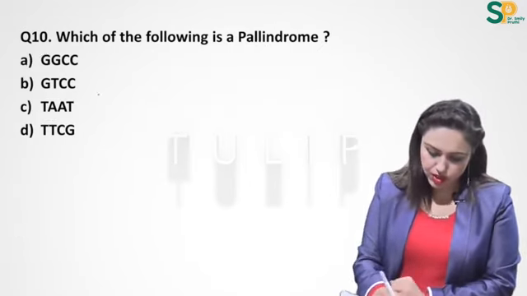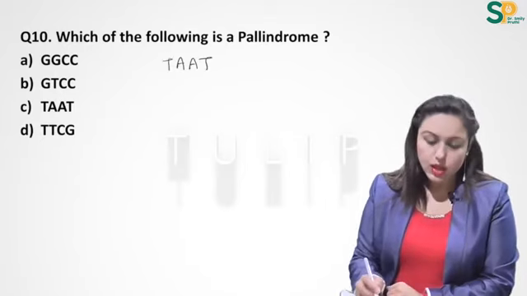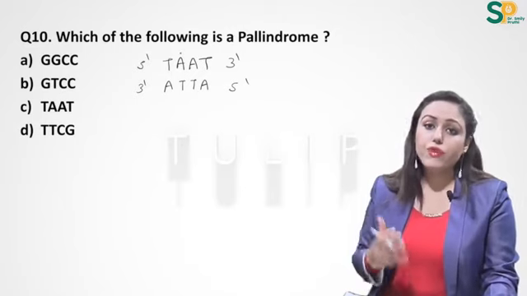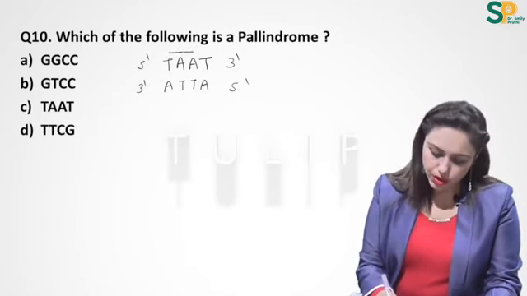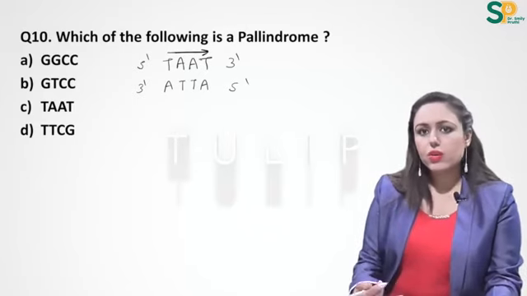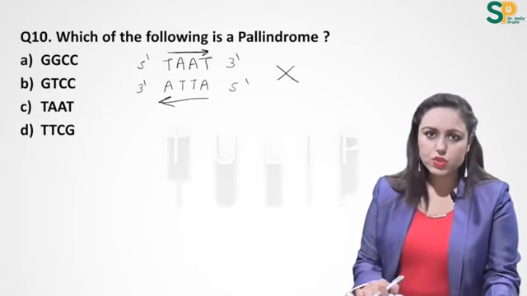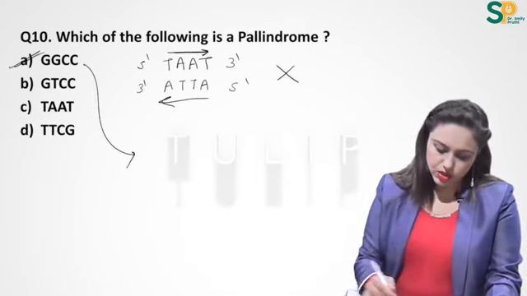Okay, let's first take this TAAT. If TAAT is written like this, then obviously the left is the 5' end, the right is the 3' end, and the complementary strand will be 3' here and 5' here, and the complementary sequence will be ATTA. So read the upper strand. Whenever you read any strand, DNA or RNA, you always read in the 5' to 3' direction. So if you read the upper strand, it is TAAT. Now read the lower strand, ATTA. They are not the same. It is not a palindrome.